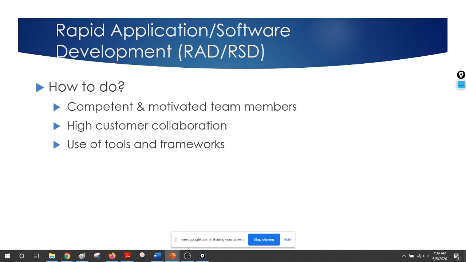Then of course they are going to do that. High customer collaboration. From the customer side also we need good collaboration.